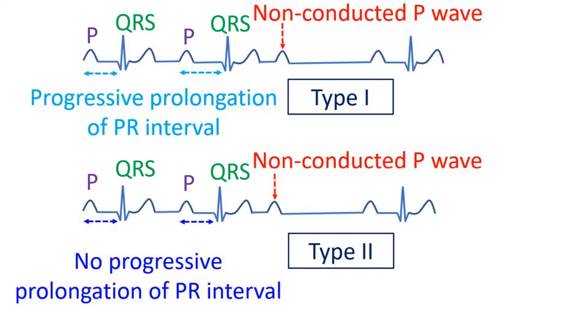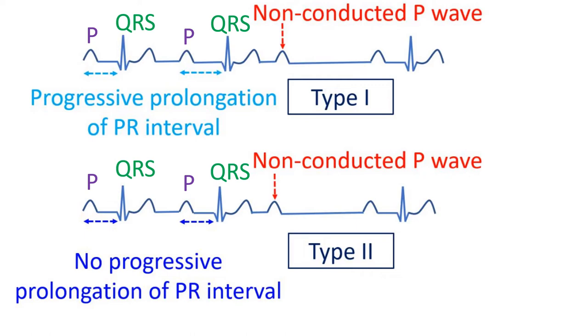In third degree or complete heart block, none of the P waves get conducted to the ventricles. Then the ventricles are controlled by signals from AV node or the ventricles themselves. There are two types of second degree AV blocks, known as type 1 and type 2. Obviously, type 2 is more dangerous than type 1 and more likely to progress to complete heart block.